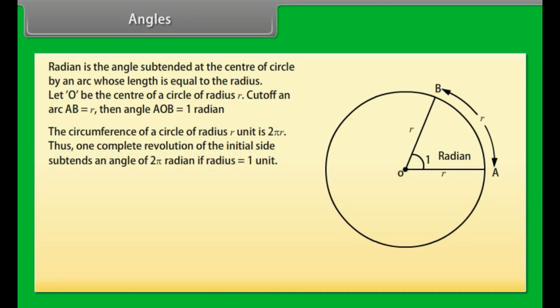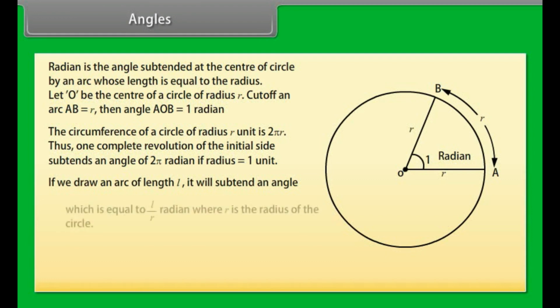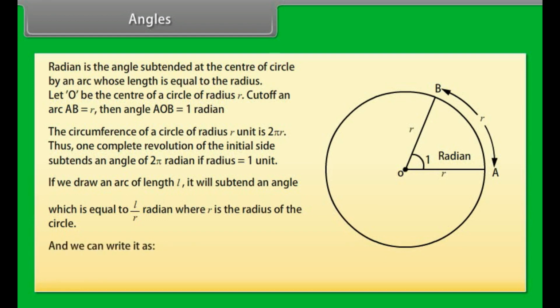The circumference of a circle of radius r unit is 2 pi r. Thus, one complete revolution of the initial side subtends an angle of 2 pi radian if the radius is equal to 1 unit. If we draw an arc of length L, it will subtend an angle equal to L by r radian, where r is the radius of the circle. And we can write it as L is equal to r theta.